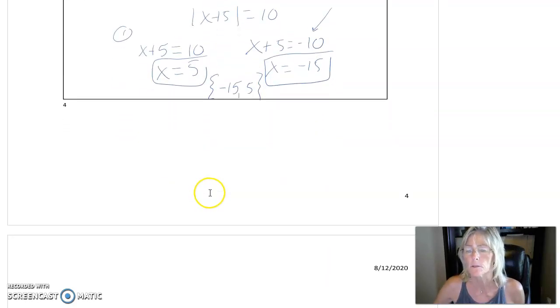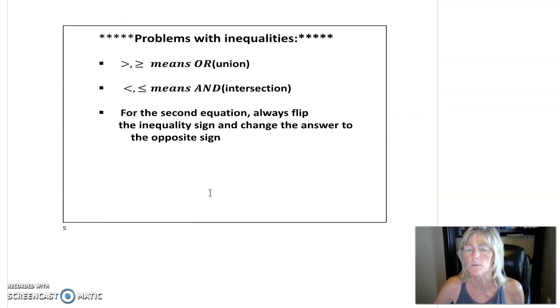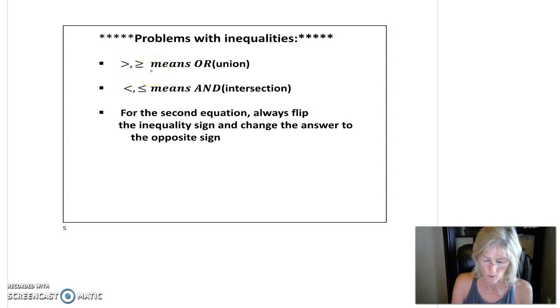Okay, let's look at something that's a little bit more complicated. Since we've looked at equations, let's look at the inequalities. When we have greater than, that means or, so our interval notation will include all of the solutions. The intersection will be the overlap on the graph.